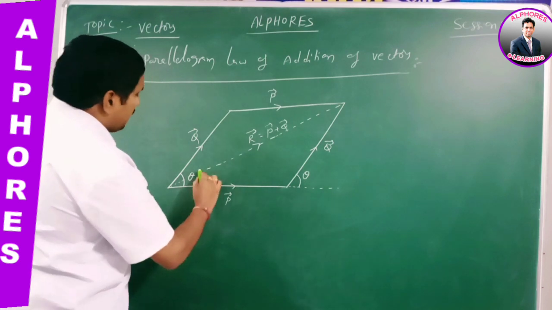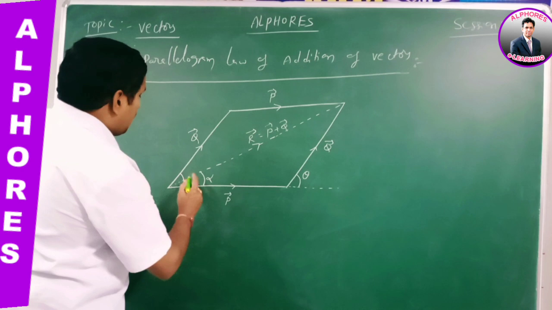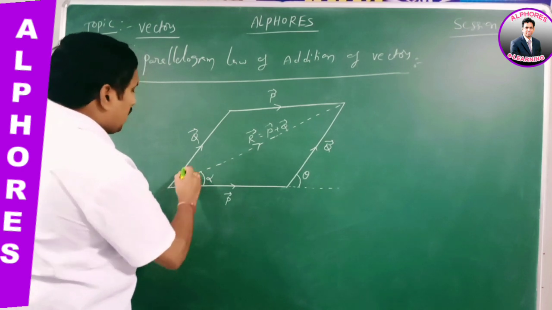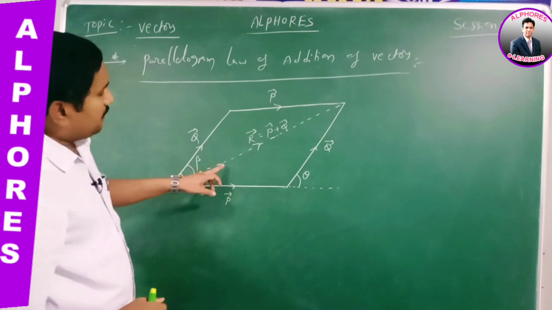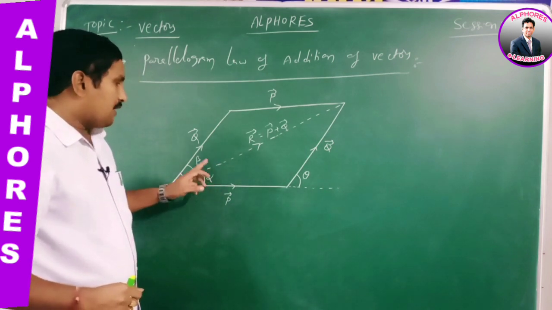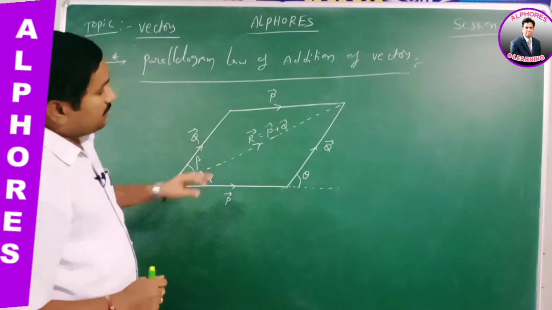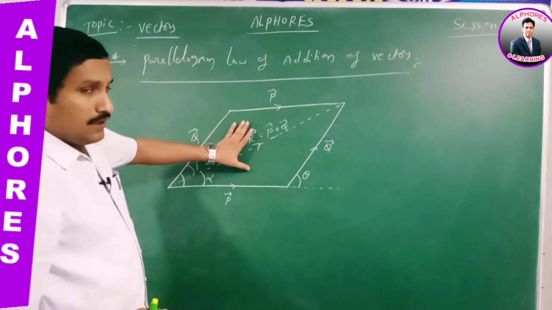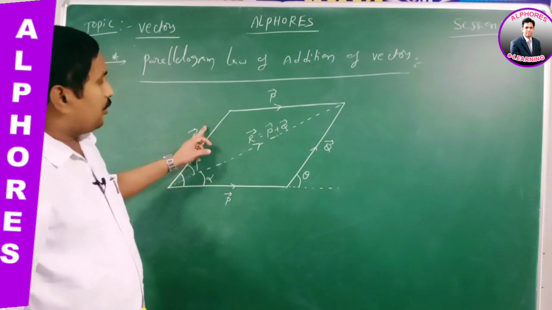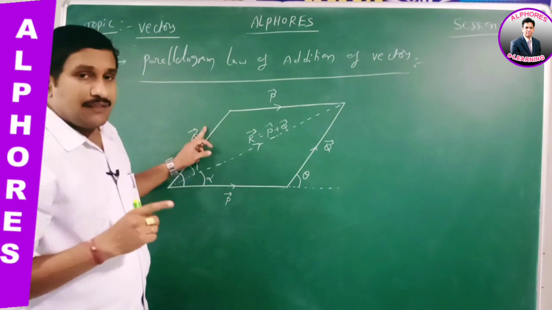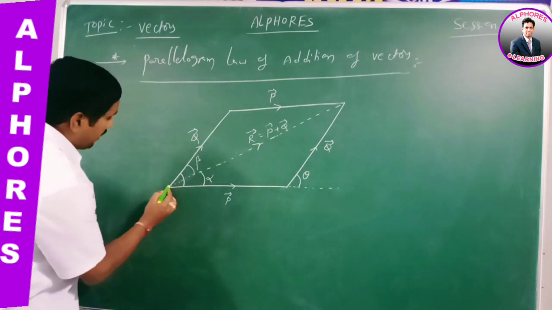Direction means this resultant makes an angle, let us say alpha, with P bar. Sometimes it can be taken as beta, which it makes with Q bar. Okay. Listen carefully. In this concept, this P bar and Q bar are the adjacent sides of a parallelogram, which are drawn from the same point.